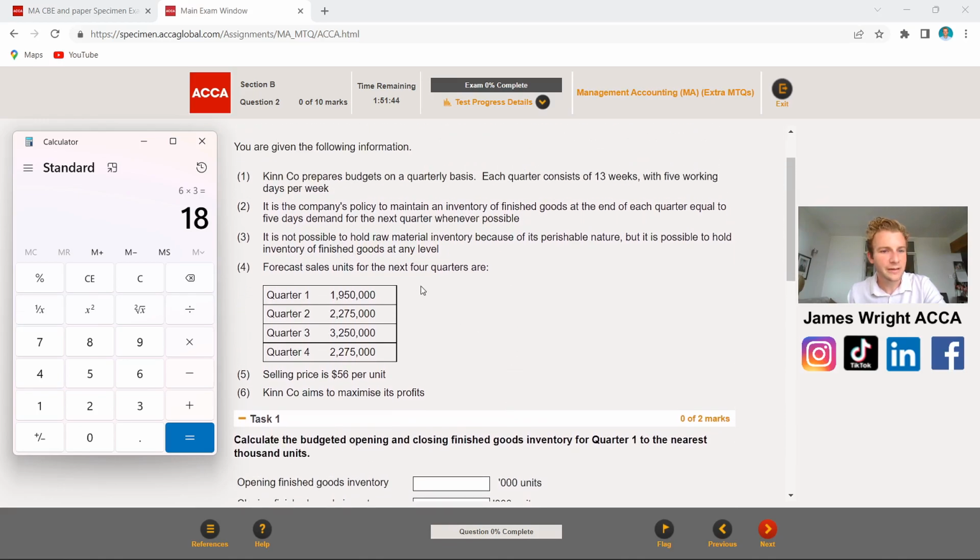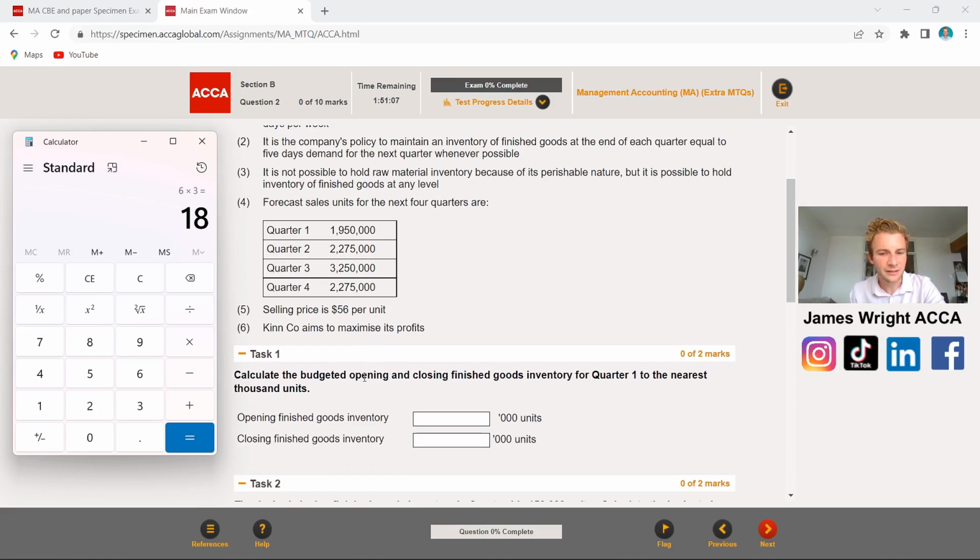So we then carry on going down. It is not possible to hold raw material inventory because of its perishable nature, so that means it goes off, but it is possible to hold inventory of finished goods at any level. So there's no ceiling on the actual capacity. Forecasted sales units for the next 4 quarters are 1,950, 2,275, and so on, you can see the figures there. And referring back to that $18 cost, it actually sells for $56. Kinco aims to maximise its profits as a result.